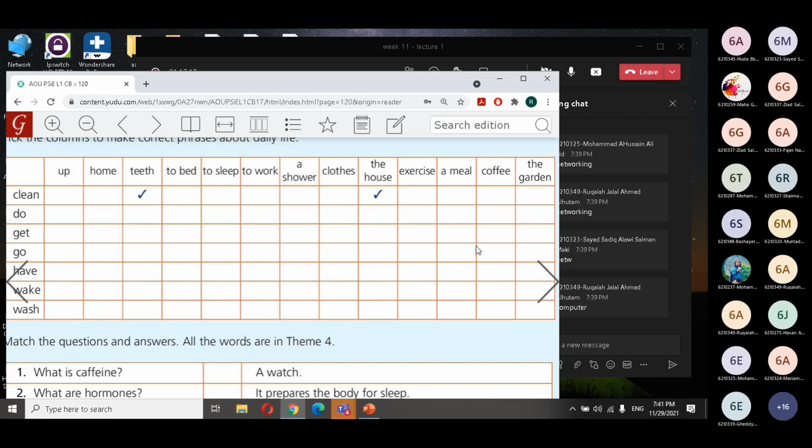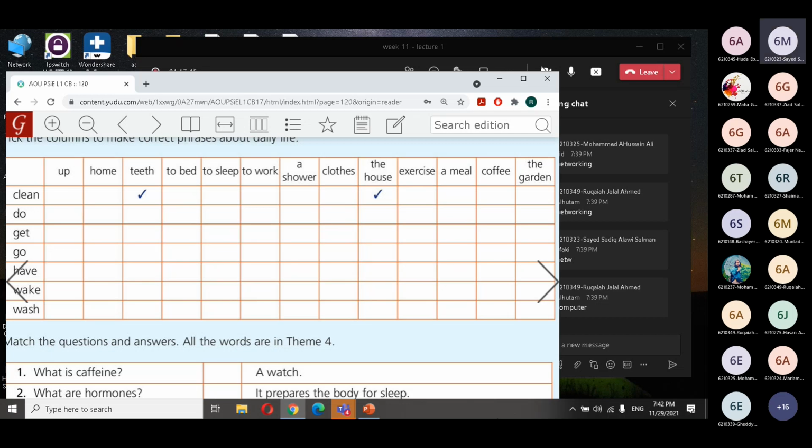Household chores mean things you do every day. So maybe every day you clean your teeth and clean the house. Okay. So what about the others? Okay, read and try to match. Do can go with what? Get can go with what? Think about them. Let's think about do. What do you think? Do what?